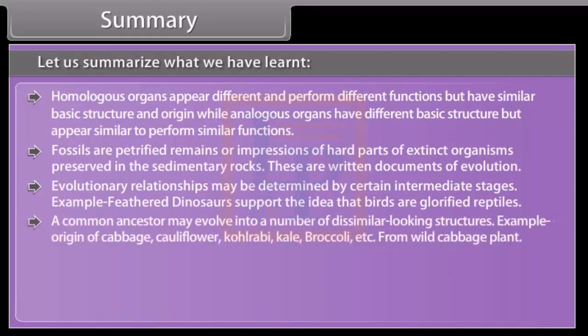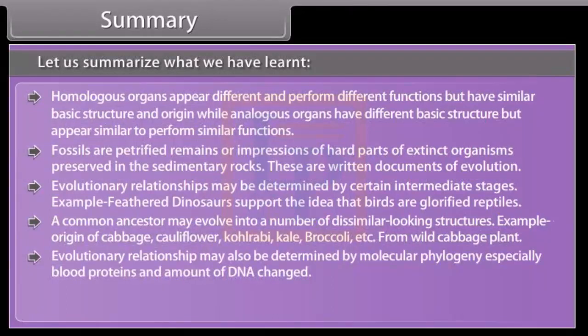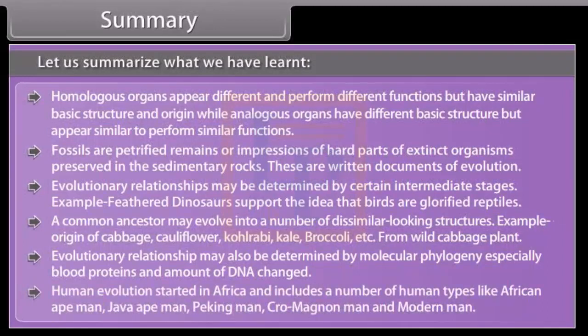A common ancestor may evolve into a number of dissimilar looking structures. Example, the origin of cabbage, cauliflower, kohlrabi, kale, broccoli, etc. from the wild cabbage plant. Evolutionary relationship may also be determined by molecular phylogeny, especially blood proteins and the amount of DNA changed. Human evolution started in Africa and includes a number of human types like African ape man, Java ape man, Peking man, Cro-Magnon man, and modern man.